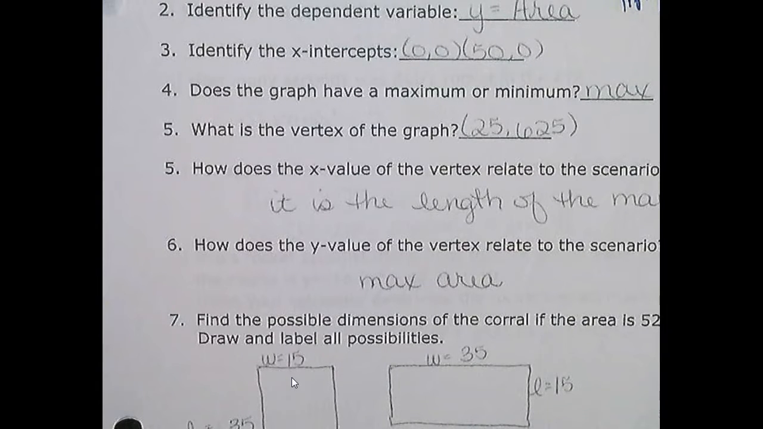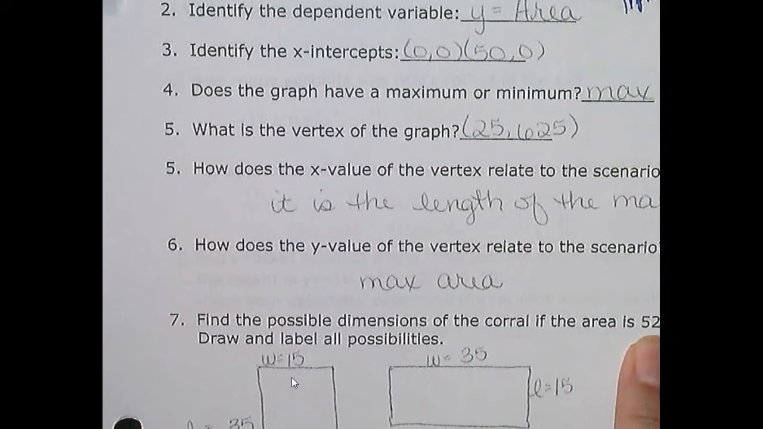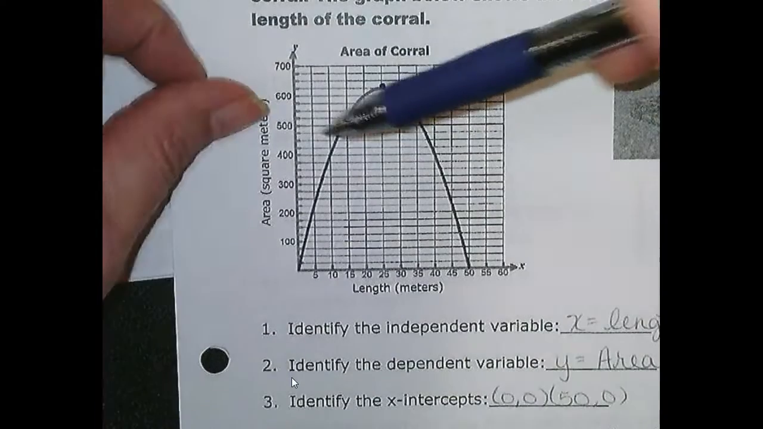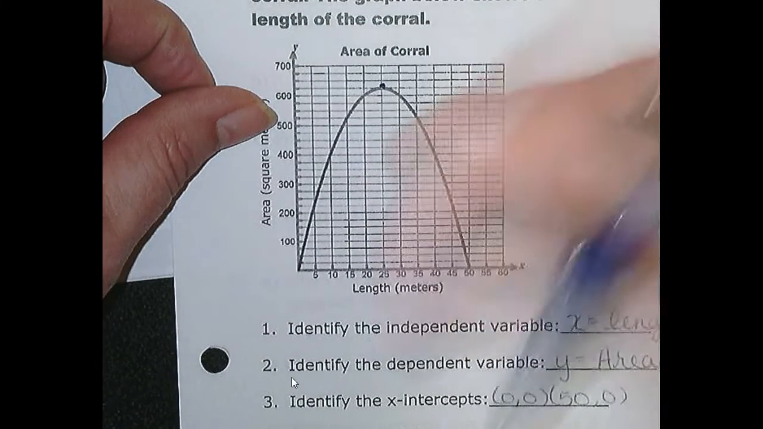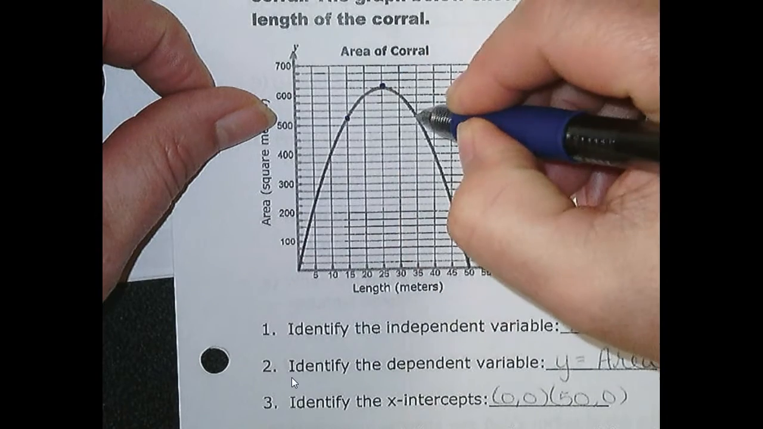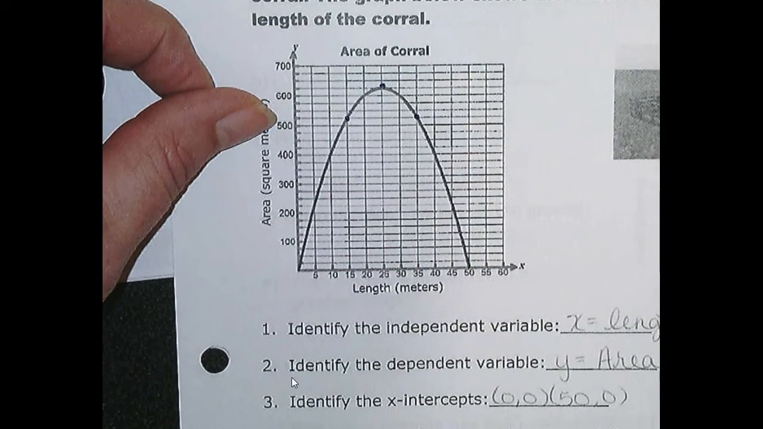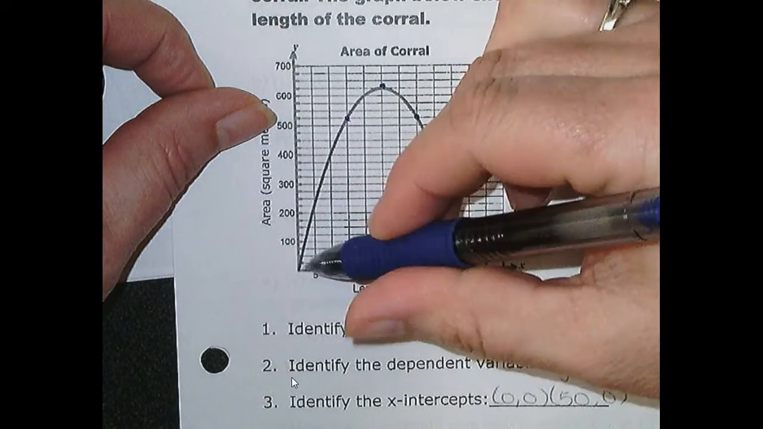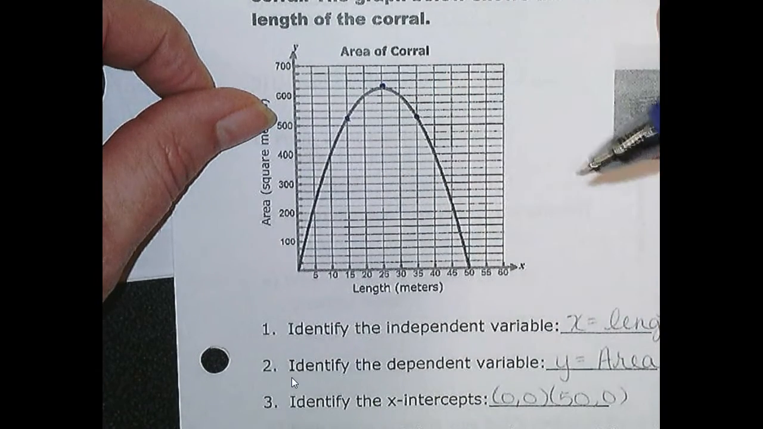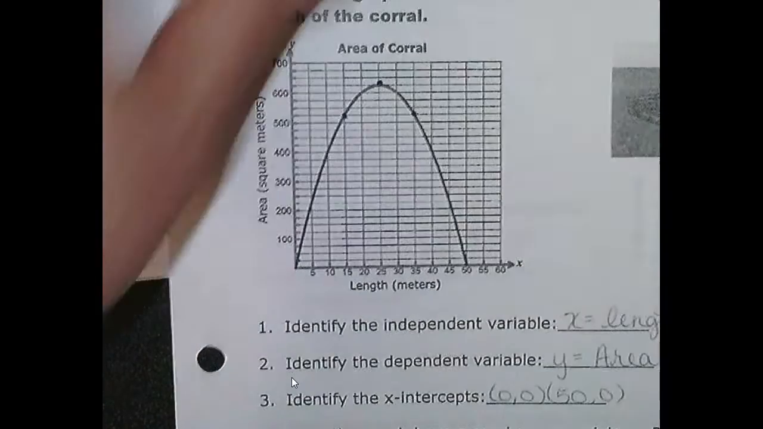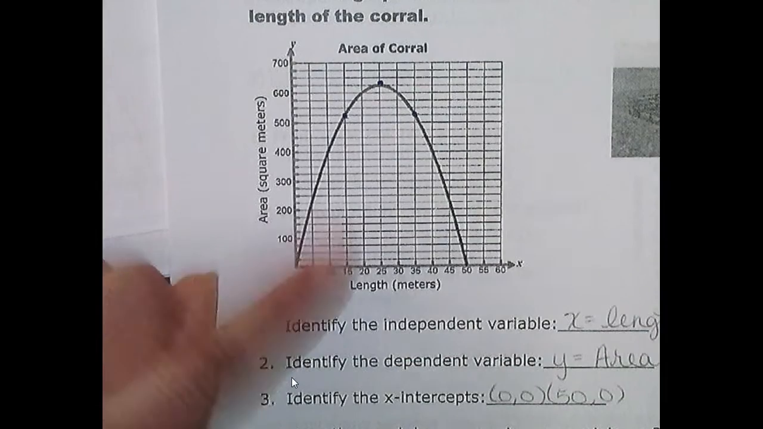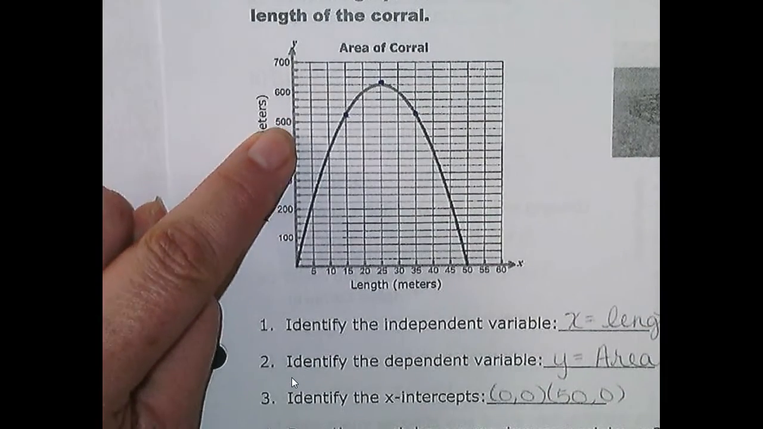Perfect. Question 7. Draw the possible dimensions of the corral if the area is 525 square meters. Draw and label all possible answers. So, it said 525 square meters. You're going to go back over here and find 525. So there's 500. That's 525. You've got option A, and you've got option B. That's where they're getting to. You're drawing both, because remember, those could be like x-intercepts. Those are solutions also, because you're looking for a specific. So then it looks to me that's going to be 15. And 15 times blank is 525.